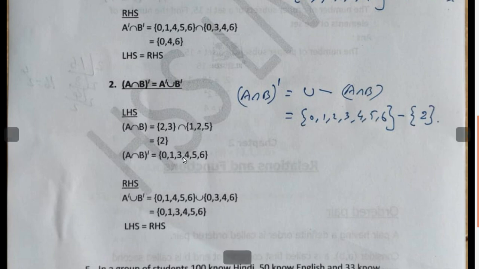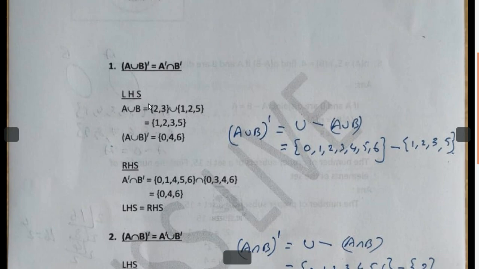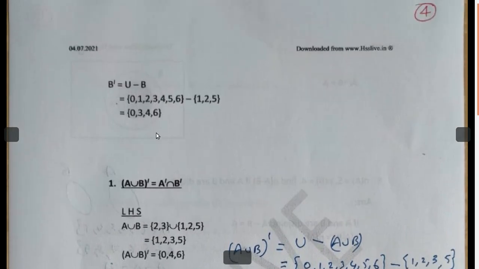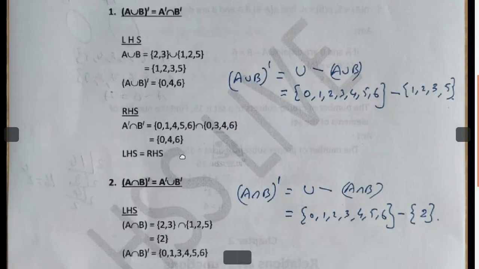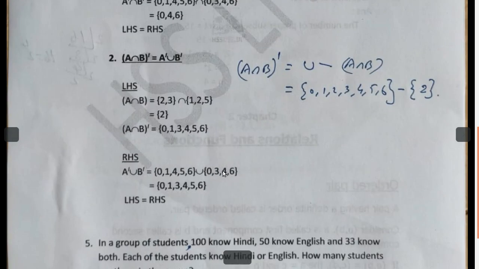Then what about the right hand side? The right hand side means A complement union B complement. A complement is obtained from the previous page as this one, and B complement is from this page, that is 0, 3, 4, 6. Then what about its union? 0, 1, 3, 4, 5, 6.